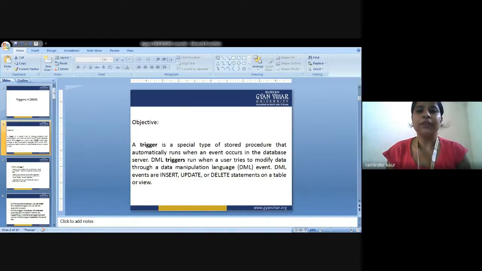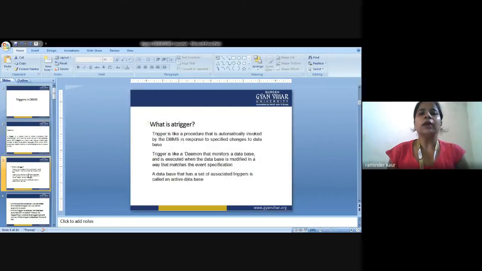So DML events could be insert, update or delete, because as the name implies, manipulation is concerned with three main commands: either to insert a new record, to update an existing record, or to delete an existing record. So these are the three statements that could be executed on a table or a view. This was the objective of learning triggers.